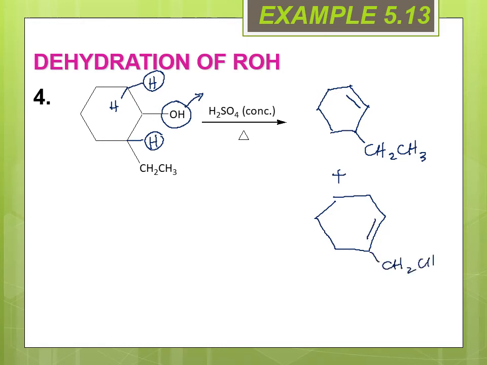But which one is major, which one is minor? Look at the double bond. The double bond is here, attached directly to the ethyl group here. So this is a major product, whereas when the double bond up here doesn't have any alkyl group attached to it, it is a minor one.